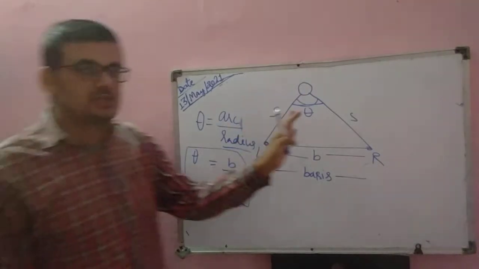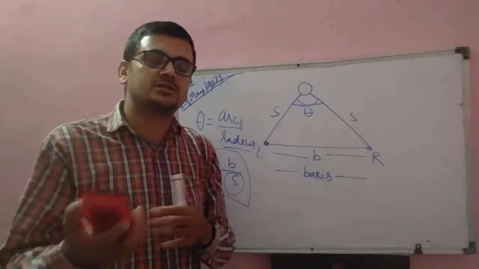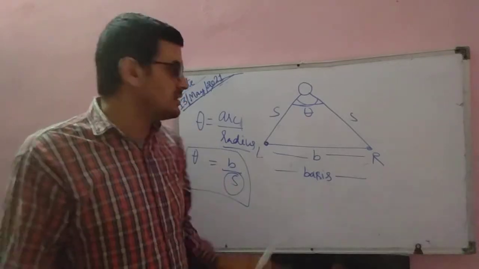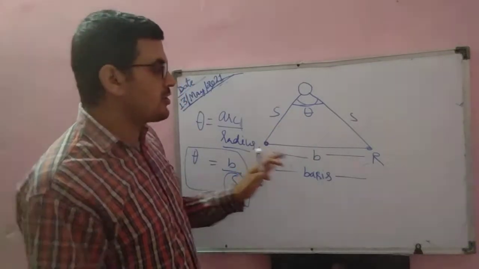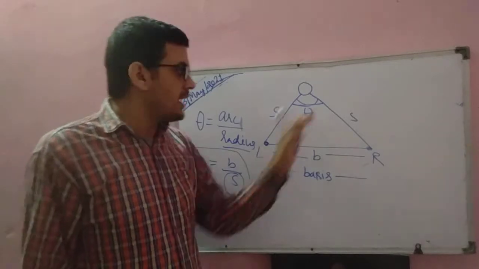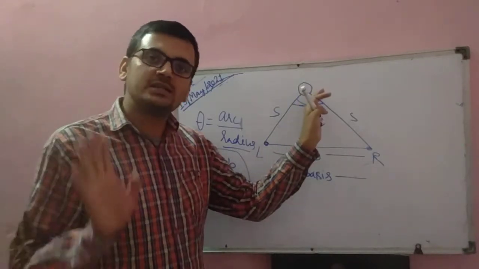So beta, how will this method be used to measure the distance between planets and Earth? It's very easy. Suppose these two are the points of observation at the surface of Earth and this one is the position of the star.